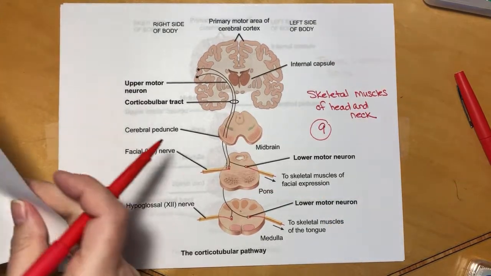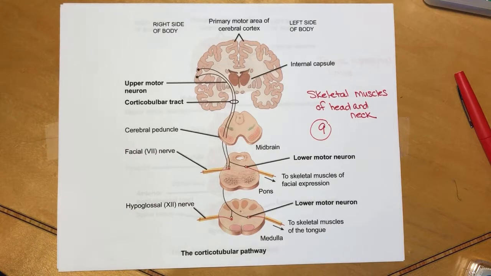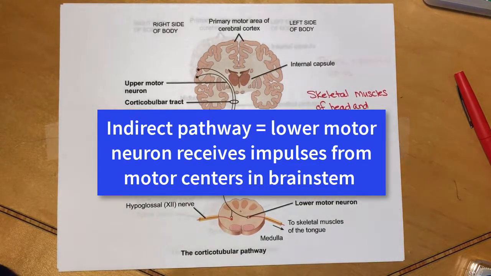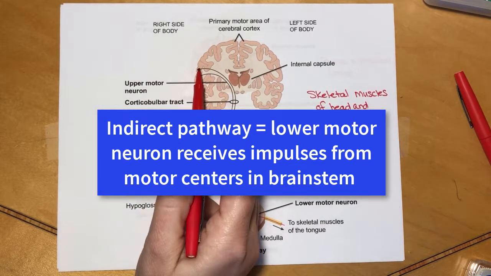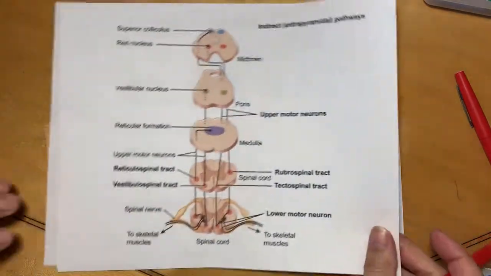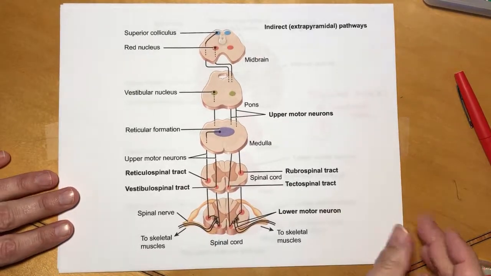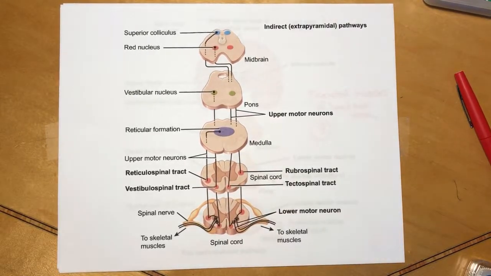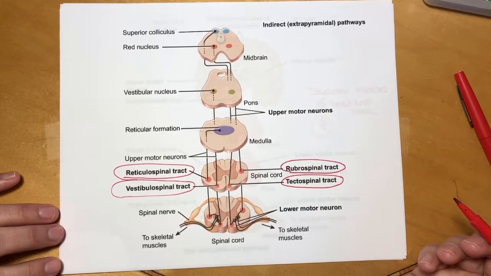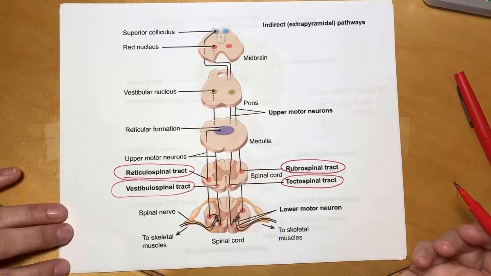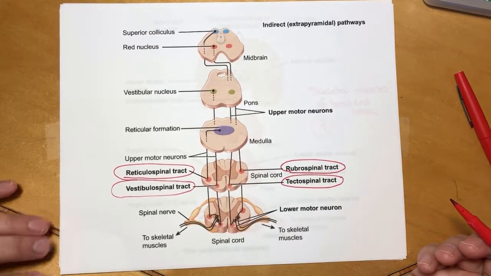We also have some indirect pathways. And remember, an indirect pathway is one in which the lower motor neuron is innervated from the motor centers that are in the brainstem as opposed to from the cerebral cortex. So these are the 4 indirect pathways. These pathways target lower motor neurons in the spinal cord that are involved in reflexes, complex movements, and posture.